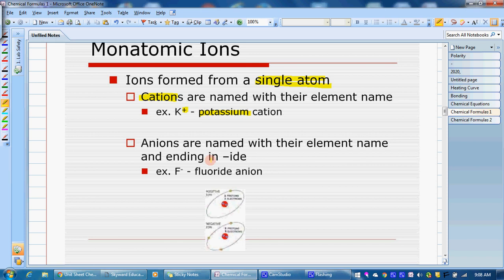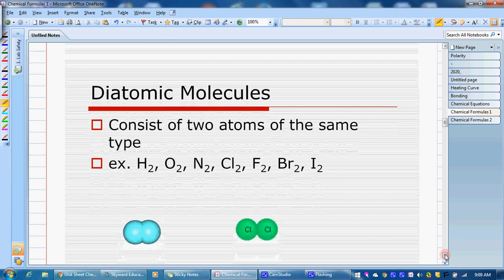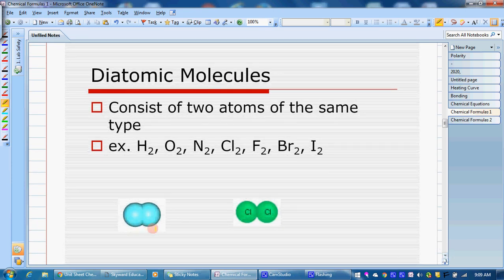So potassium cation here. Anions are going to be negative. You can see here that it's got a negative sign. Here they have an ending of IDE, so this is a fluoride anion. And that's the way it'll be all the time, is the metal is just its name, and then the nonmetal is an IDE ending.